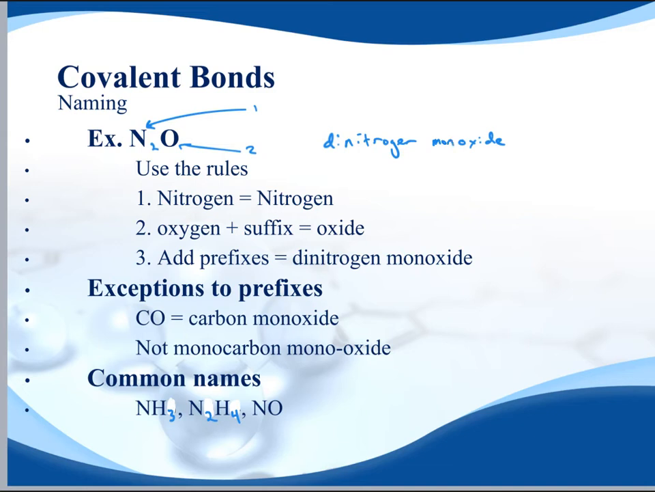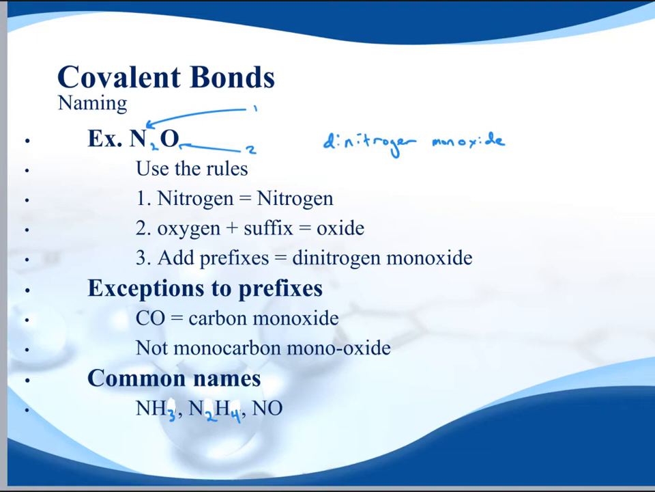Now, instead of saying monooxide, they kind of shorten this. They cut it into monoxide. So we don't say dinitrogen monooxide. You'd say dinitrogen monoxide. But that's how we name it. So you just name the first element as is. Second element, the suffix becomes "ide." And then we put the correct prefixes in front of either the first or second element.